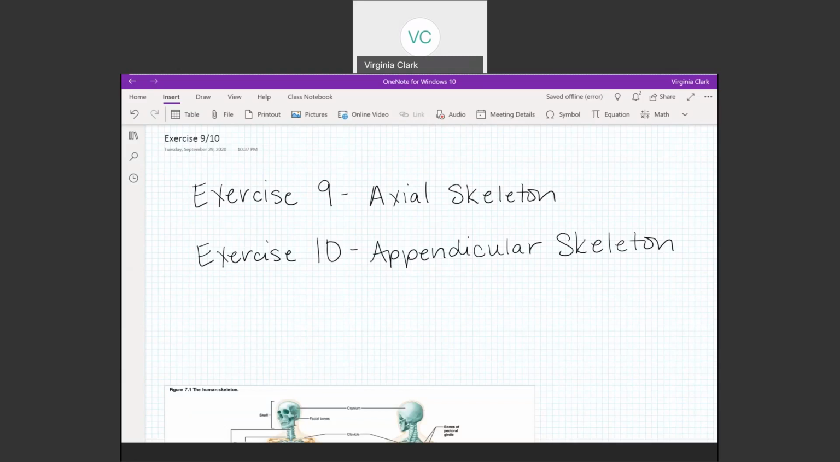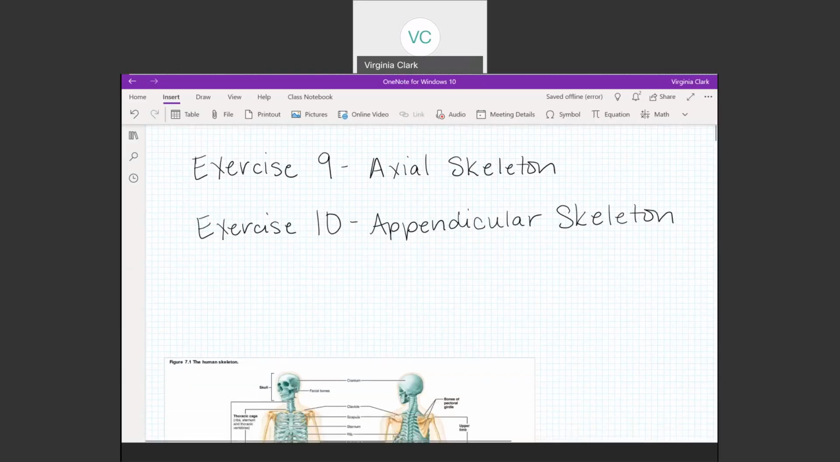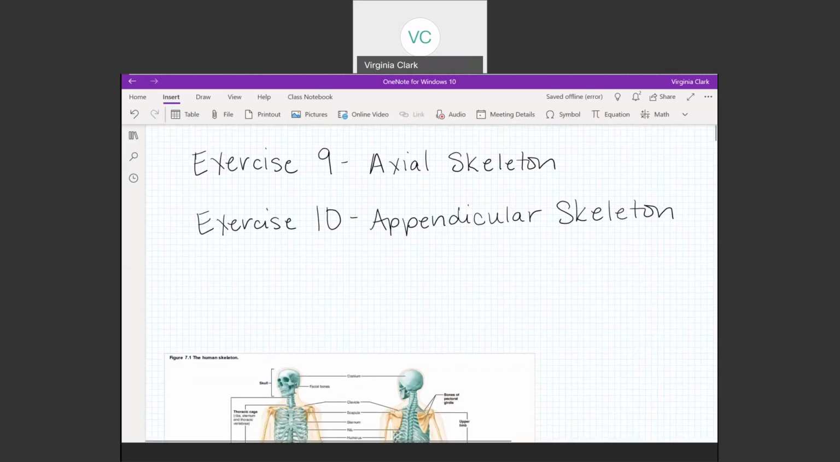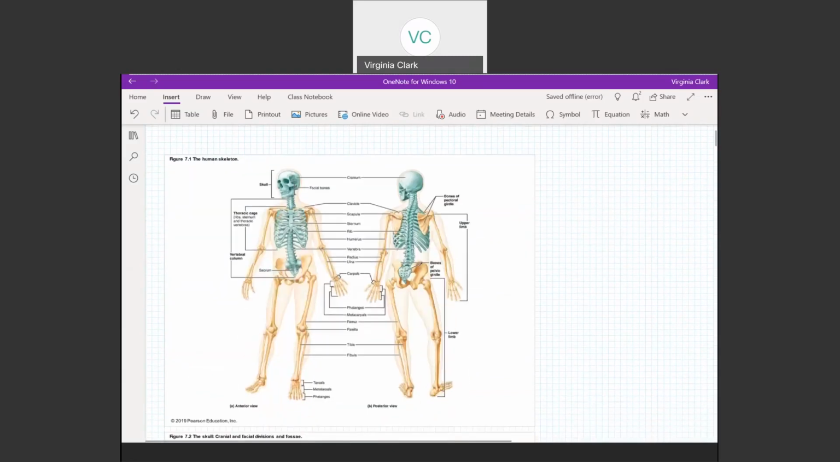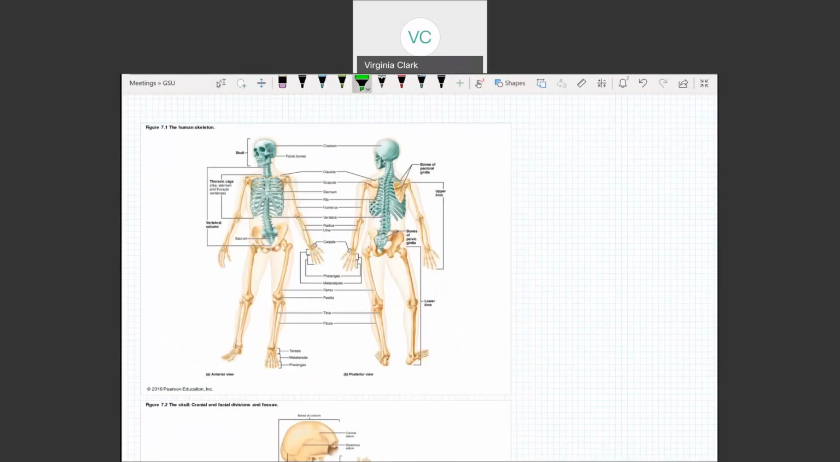So exercise 9 and 10 are going to be combined in this video. Exercise 9 is covering the axial skeleton, whereas exercise 10 is covering the appendicular skeleton. As a reminder, when we're looking at the appendicular and the axial skeleton, what we're talking about are two different regions.